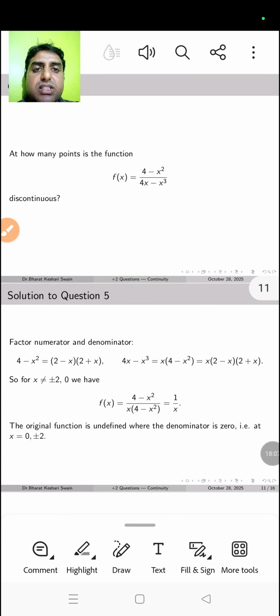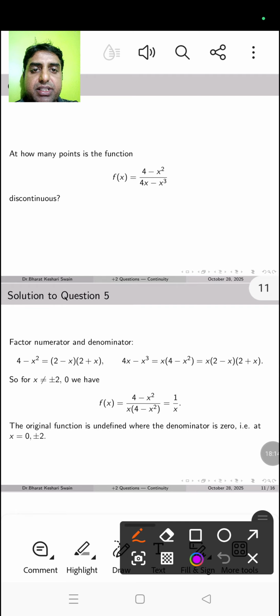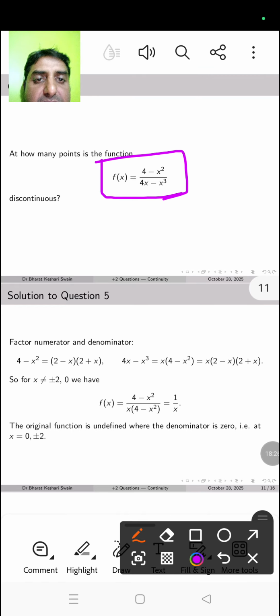It is asking at how many points your given function f(x) is equal to (4 minus x square) divided by (4x minus x cube) discontinuous. So we have to find the discontinuous points. Discontinuous points mean the points where the function is not continuous.